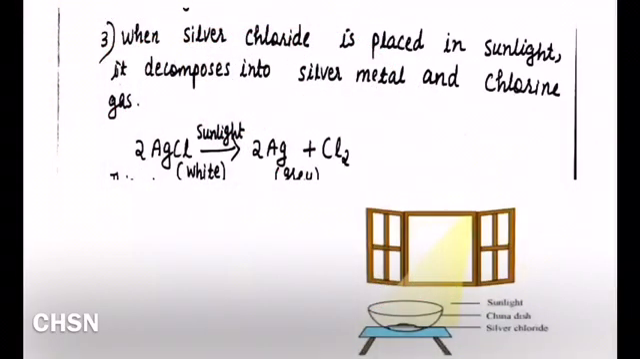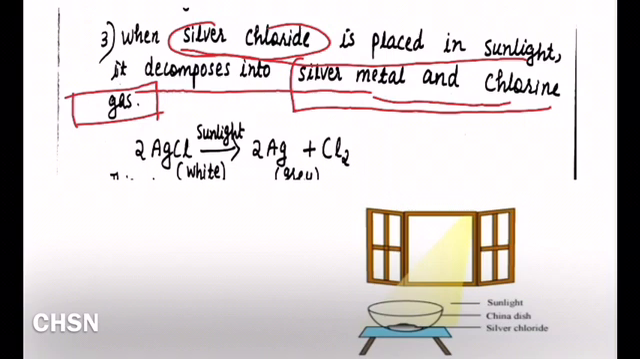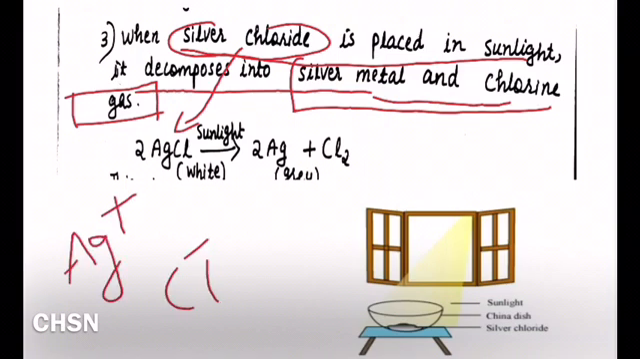Third example we have, when silver chloride is placed in sunlight, it decomposes into silver metal and chlorine gas. This is our reaction. Here we have reactant silver chloride. It decomposes to give two products, silver metal and chlorine gas. So reactant silver chloride. Silver chloride is an ionic compound. Silver cation, formula Ag+, chloride Cl-. You will get the formula of AgCl, gives first product silver metal.